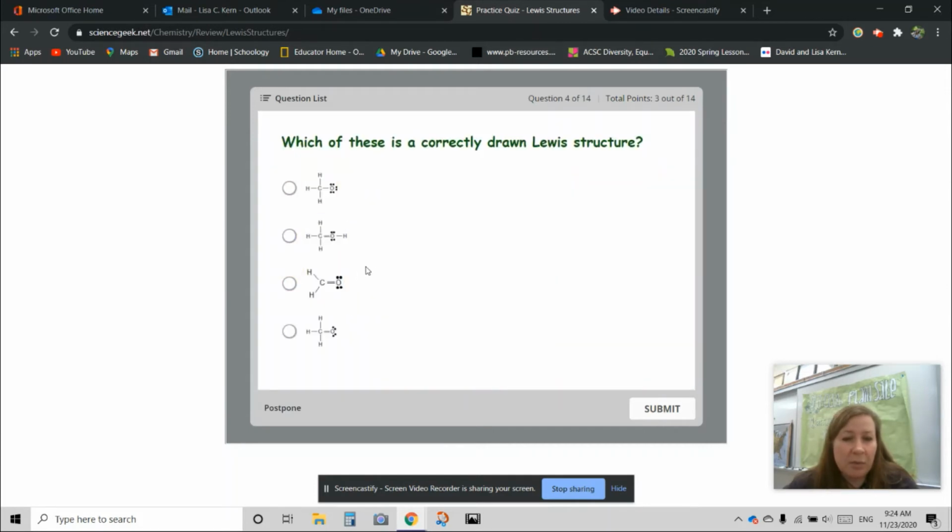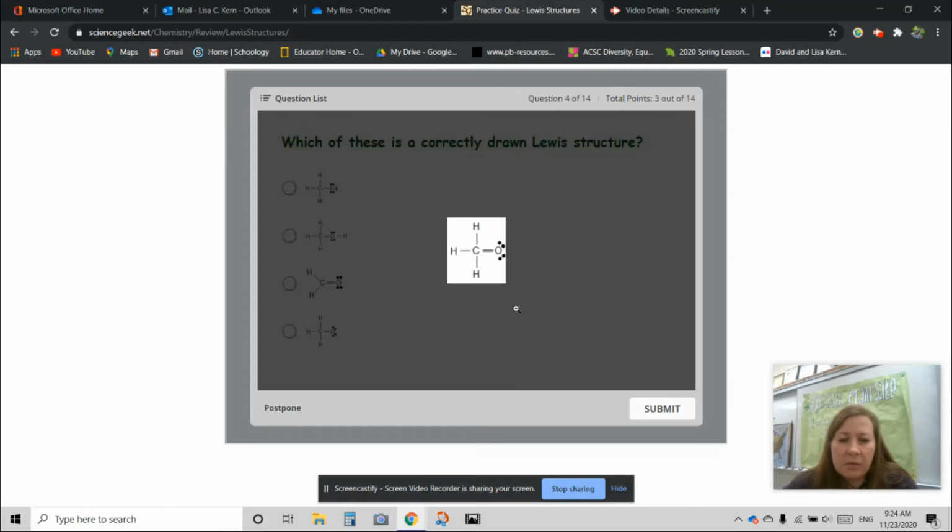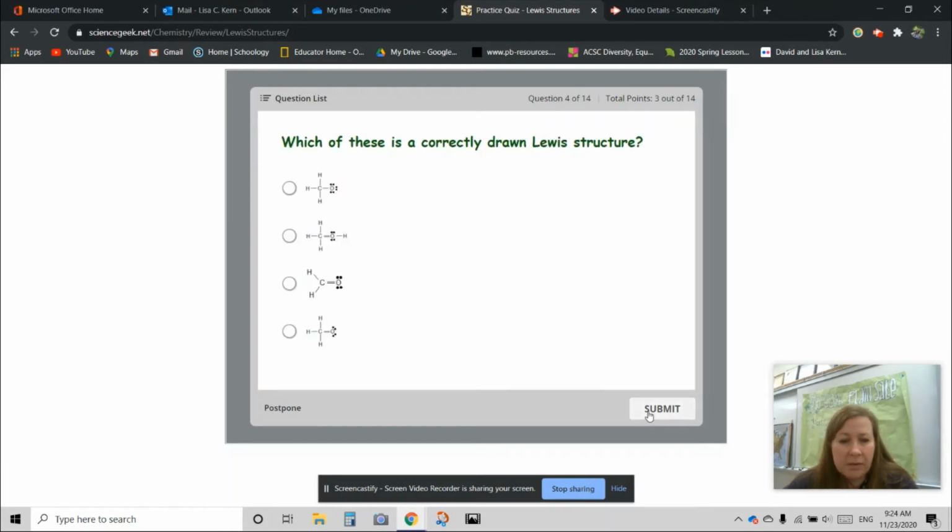So now we're between B and C. And let's look at D and see what we think about this. With letter D, I'm going to say this one's definitely wrong because we have carbon again with 5 bonds. Carbon wants 4 bonds, not 5 bonds. Okay, so it's either A or C.